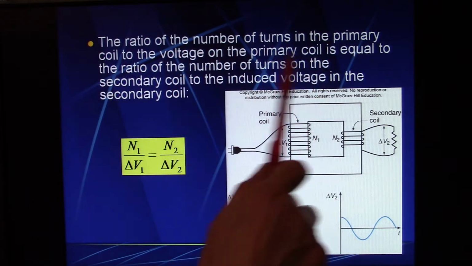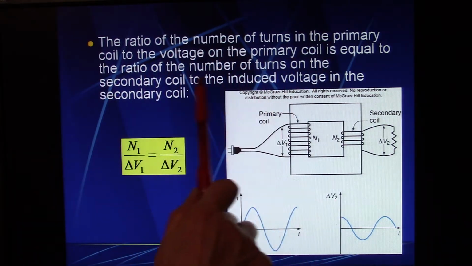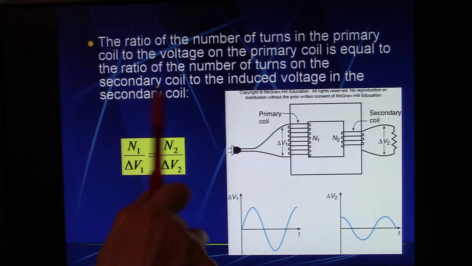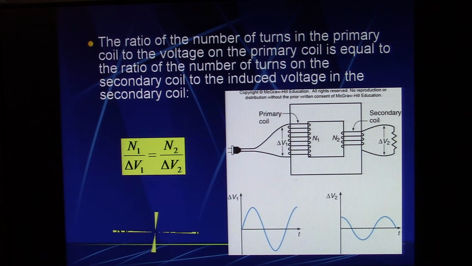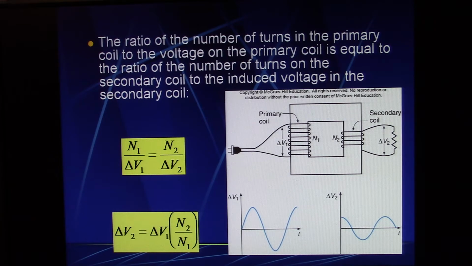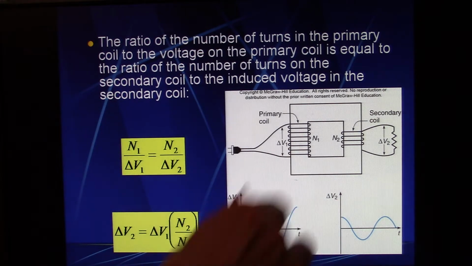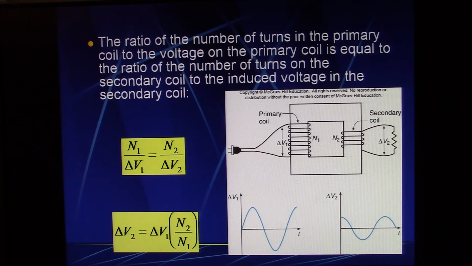The ratio of the induced voltage in the primary coil is equal to the ratio of the number of turns on the primary coil to the number of turns on the secondary coil, to the induced voltage in the secondary coil. And then you can solve for one of those, right? To get your voltage, it would be your voltage times the ratio of your windings, okay?